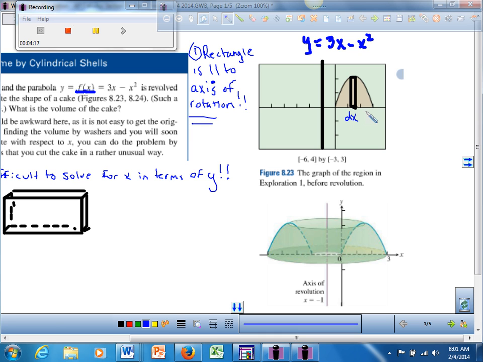If I take that one rectangle and rotate it around the line x equals -1, what do I get? Yeah, a washer kind of, but a very long one, right? A shell. You get a shell. And I think like a soup can with no top and bottom. You get a really thin cylindrical shell. Okay? So then if we were to do that for a whole bunch of rectangles from 0 out to 4 and sum up the volumes of each of those shells, then we would have the volume of our cake.